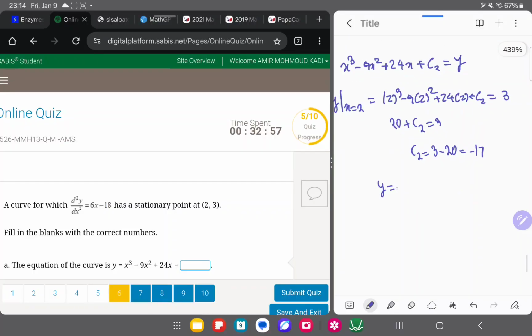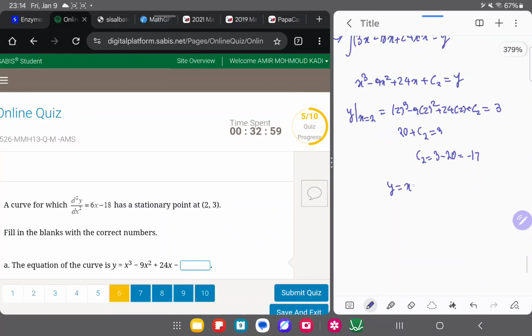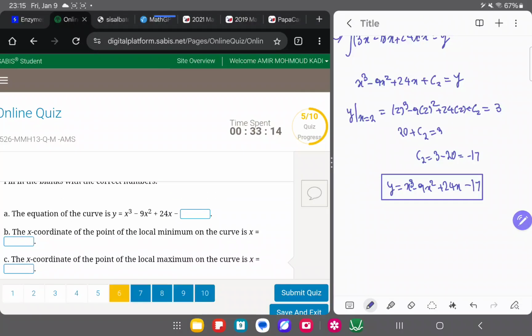Now we can just write the full formula, and it's going to be x cubed minus 9x squared plus 24x minus 17 is the final answer. Now, you might think this is easy, in the exam you can just put the value over here by just integrating or deriving once, but this might possibly come in the written, since it is a course practice, it is a course revision question. So the answer here is minus 17.